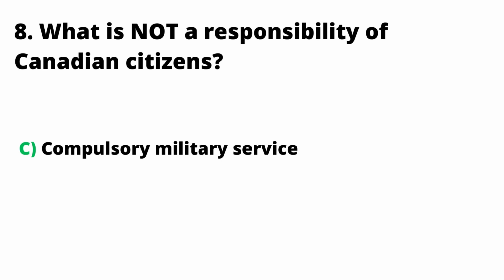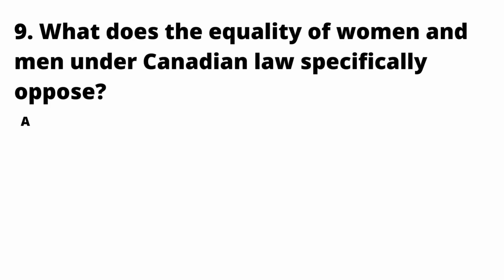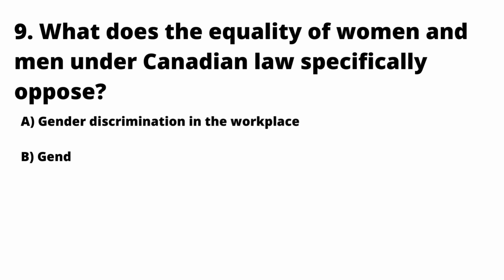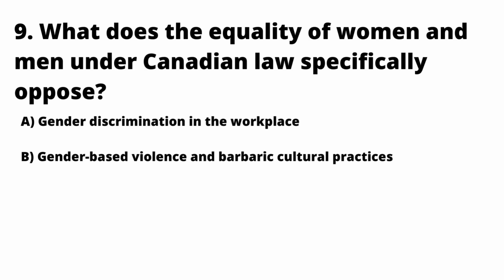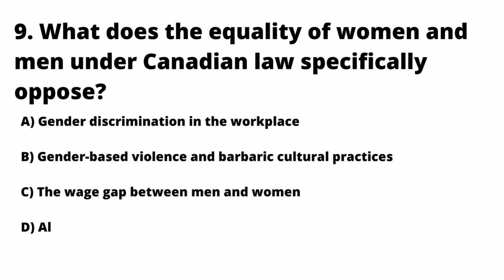C. Compulsory military service. What does the equality of women and men under Canadian law specifically oppose? A. Gender discrimination in the workplace. B. Gender-based violence and barbaric cultural practices. C. The wage gap between men and women. D. All of the above.